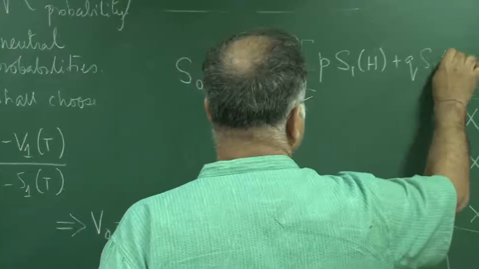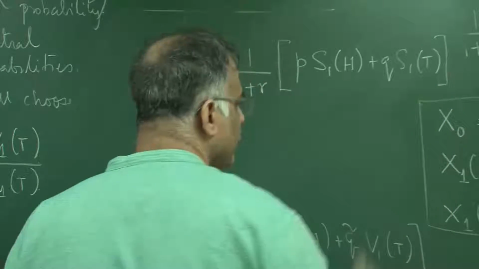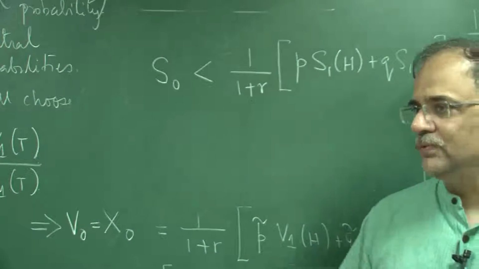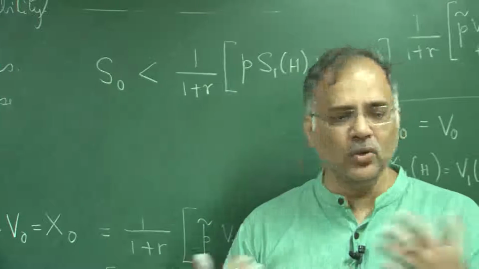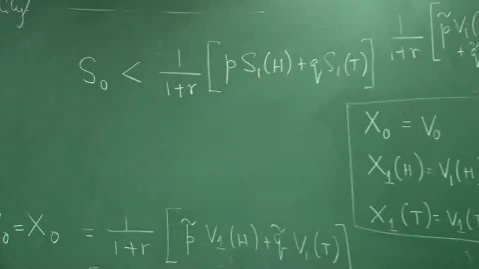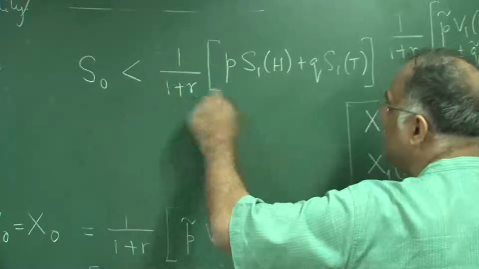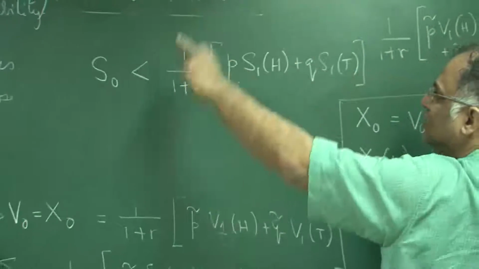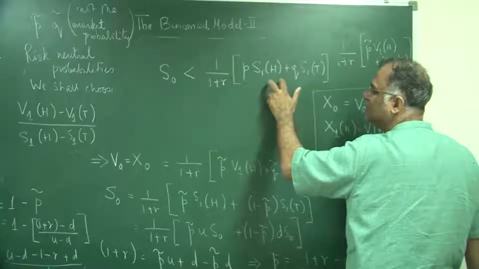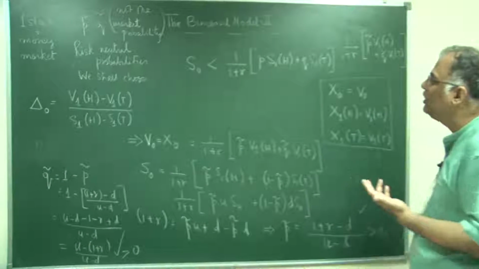Because if the rate of growth of the risky asset is the same as the rate of growth of the risk-free asset, then under no circumstances am I going to invest in the risky asset. I will always invest in the risk-free asset, the money market. So S naught must strictly be less than this. It cannot be equal to this.